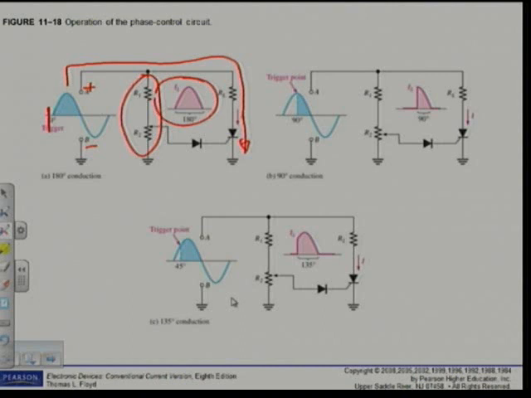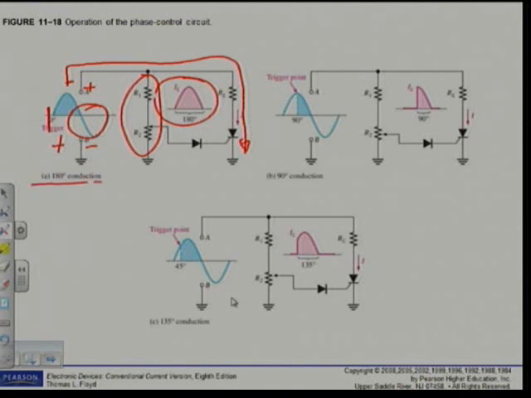That means I now have maximum power in this circuit. For the negative cycle, it will become negative there and positive there. The SCR will be reverse biased. When it's reverse biased, we won't be able to get any conduction.